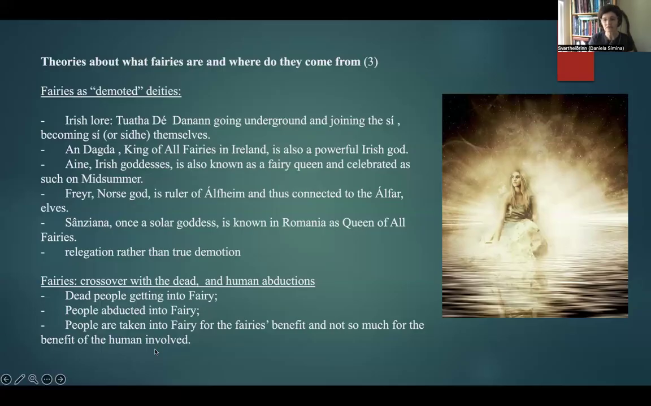So we're not delving into details here. It was just the idea to see that there is a crossover between fairies and the dead, and fairies and humans, due to human abductions. Because some of these humans, sometimes they remain part of the fairy realms, sometimes they come back, but they still carry some imprint of the fairy nature that they were exposed to.